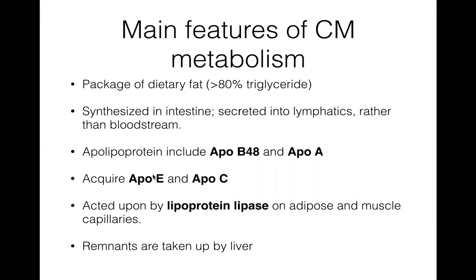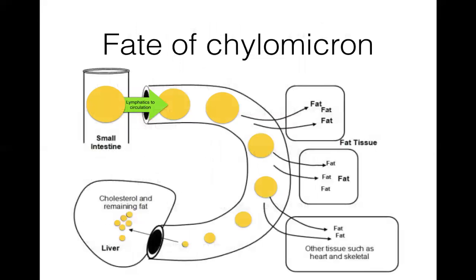Now on the target tissue, a chylomicron will be acted upon by the enzyme called lipoprotein lipase, found in adipose and muscle capillaries. When its content has been unloaded, what you have now is a chylomicron remnant, which eventually will be taken up and catabolized by the liver, as illustrated here. So this is a simple diagram illustrating the fate of chylomicron.